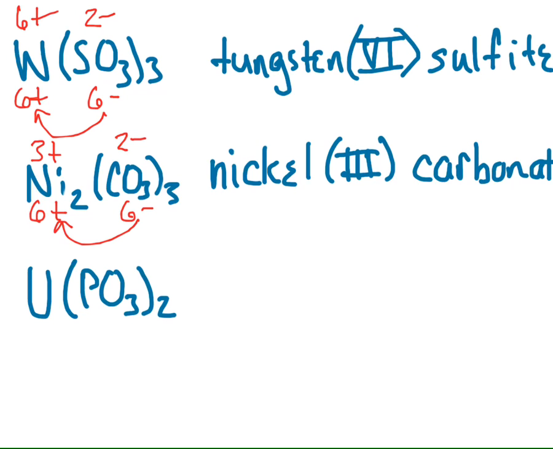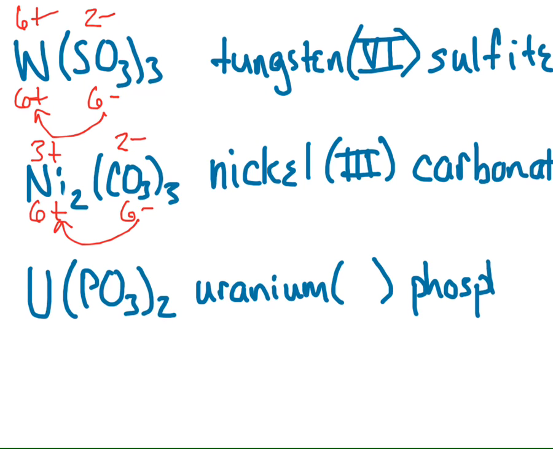This one, what's U? Uranium. Uranium's definitely not in 1, 2 of the triangle, so it needs a Roman numeral. What's PO3? Phosphite. Phosphate's PO4. This has 1 less oxygen, so phosphite. What's the charge on phosphite? 3 negative. There's 2 of them, so that's 6 negative. So again, these are all 6 positive. But I only have 1 uranium, so that 1 uranium must be 6 positive. So uranium 6, VI.